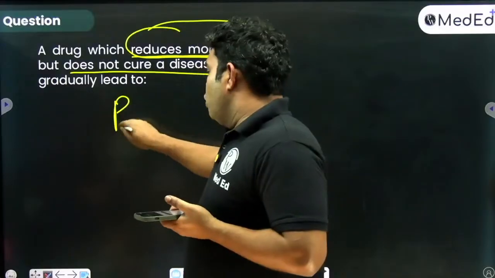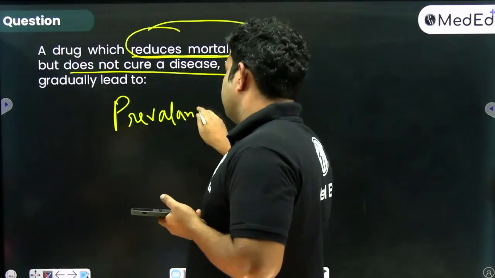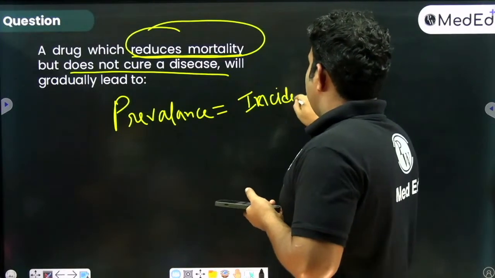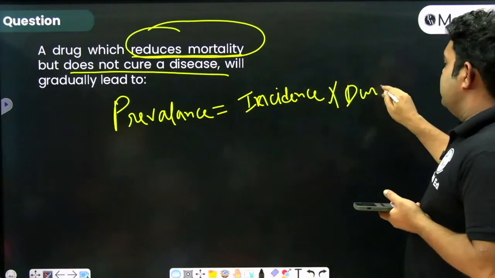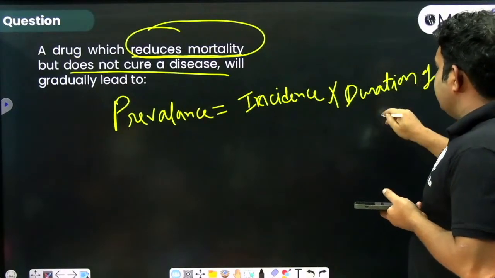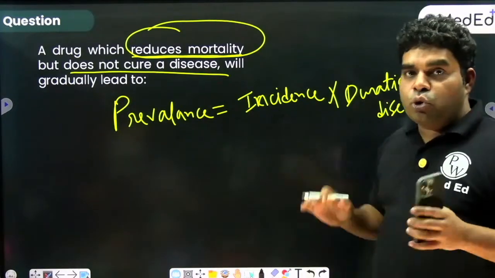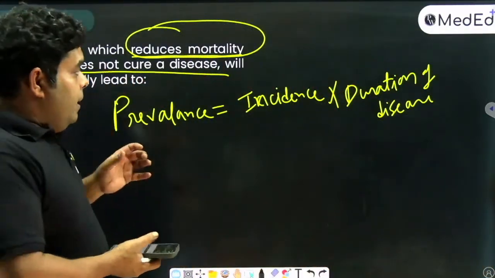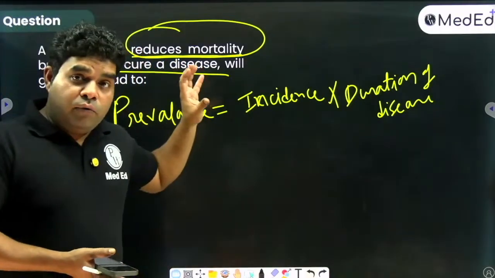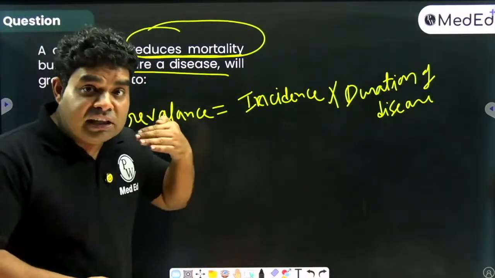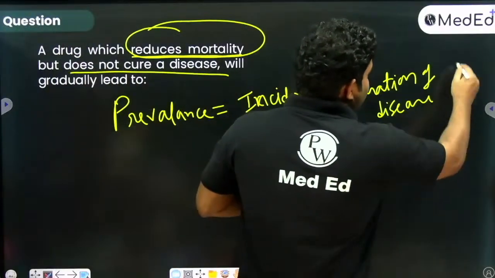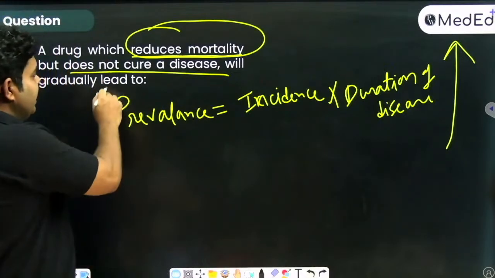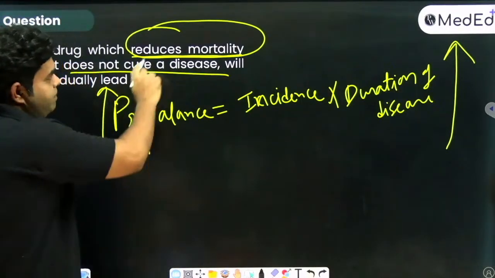So I hope you all know this formula on which they ask questions again and again: prevalence of any disease is incidence multiplied by duration of disease. Incidence means, of course, new cases. Prevalence means total cases right now, total cases at the present moment. So if due to this drug which is keeping BP under control, people suffer long, the duration of disease is more. And if the duration of disease is more, prevalence will increase. So prevalence will increase by this drug.